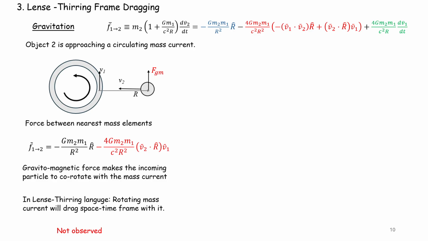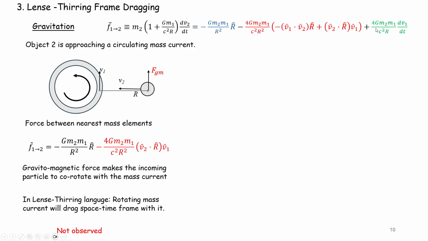However, our intention is to work with concrete things, so we put an object here. We let the object, in this case, approach the rotating mass current. So this object is then number 2, so this is the force on number 2. And then we have these vectors to handle in our formula.